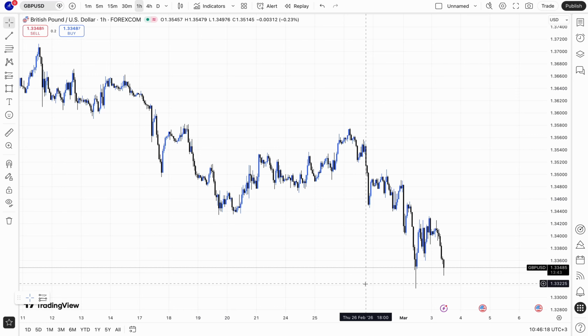Setup and plan on GU. And as you can see, everything is fine, everything is clear, just clean price action. You just have to be a little bit more disciplined and patient.